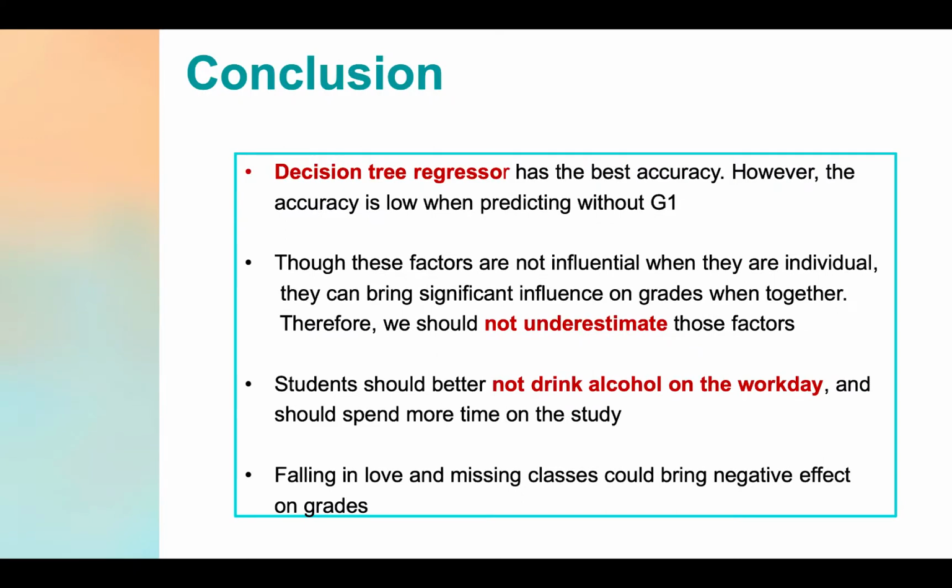And last is the conclusions. We could see that the decision tree regressor has the best accuracy. However, the accuracy is low when predicting without G1. And although the factors in the dataset are not influential individually, I think they can bring significant influence on grades when they are together. Therefore, we should not underestimate those factors.